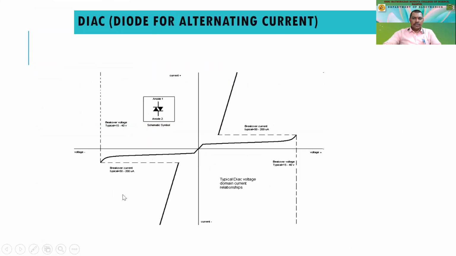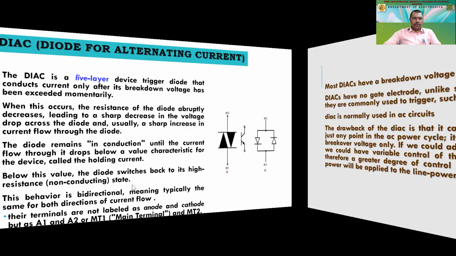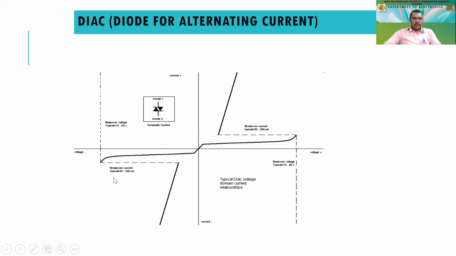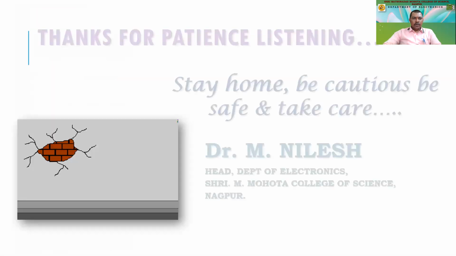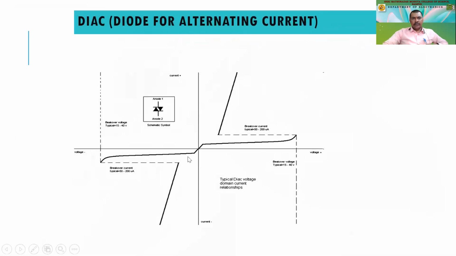We call them the thyristor family, and this is actually the graph of the SCR. The same is the graph for the triac also. So it will work in both directions, right? So this is the characteristics we will have in the triac also.